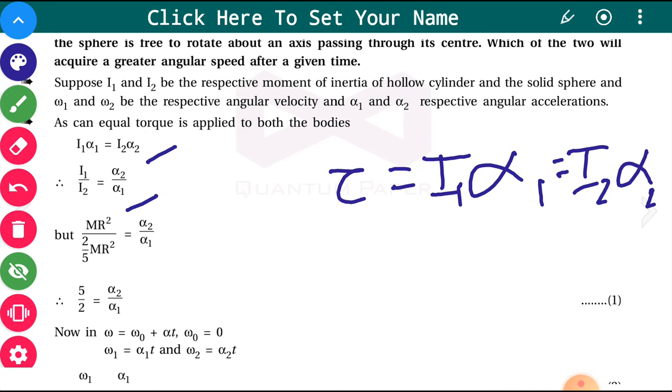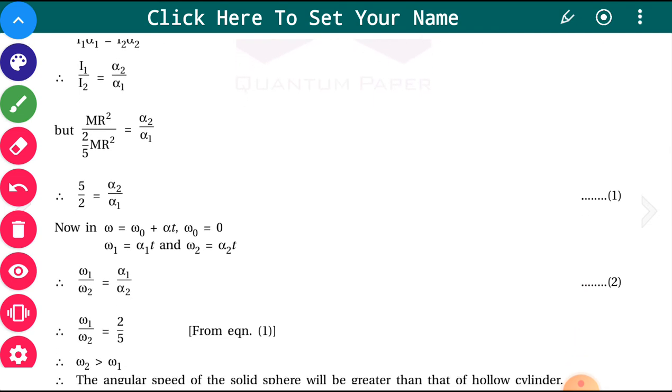I1, the moment of inertia of the hollow cylinder, you can see from the table is mr square. The other, the solid sphere, is 2 by 5 mr square. Mass and radius are the same for the cylinder and the sphere, so this mr square will cancel out. You will have 5 by 2 is equal to alpha 2 upon alpha 1.